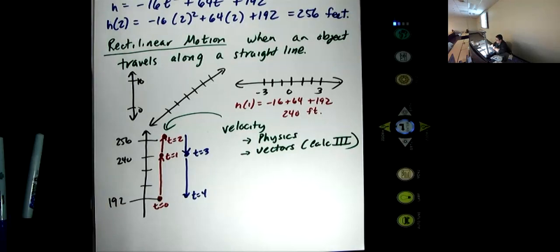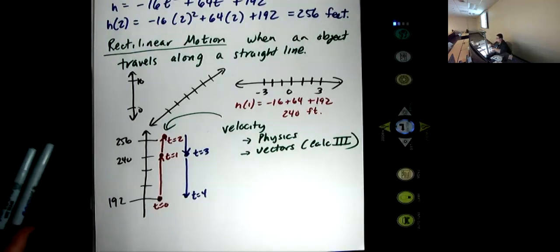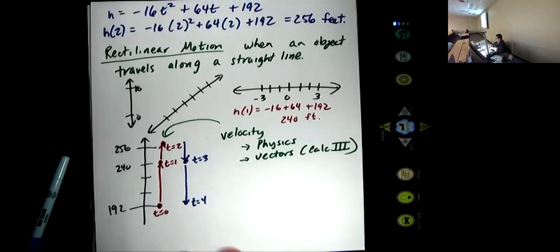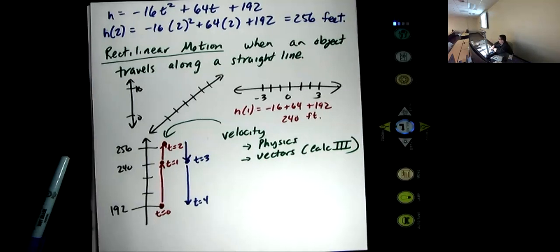Good stuff. Velocity is what in terms of the initial function? We did this before when we first started talking about this chapter. How does velocity relate to position? It's the derivative of position.